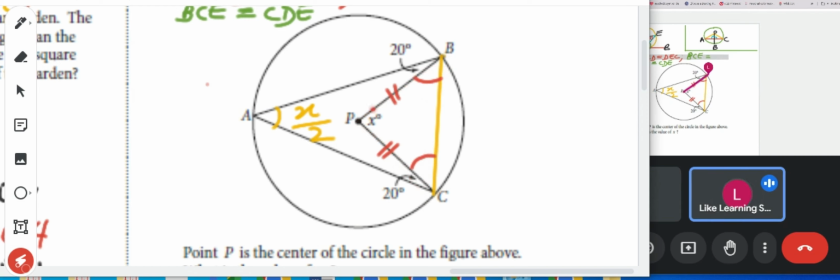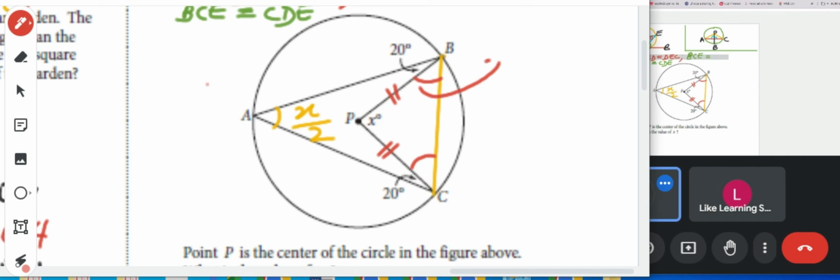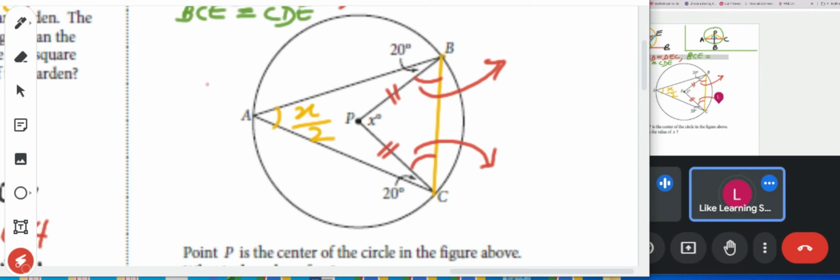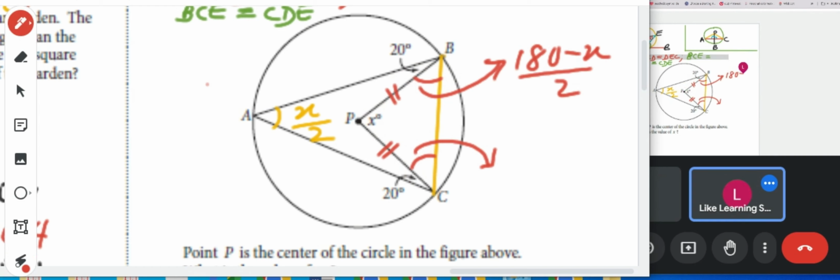So if this is X, what should these two be? These two should be 180 minus X divided by 2. Just like we did in the other one. Do you know what I mean? Because if we add this to this to this, we get 180. So if we remove this one, that's 180 minus X. So each of them will be 180 minus X divided by 2. So here is 180 minus X divided by 2. This one is also 180 minus X divided by 2.